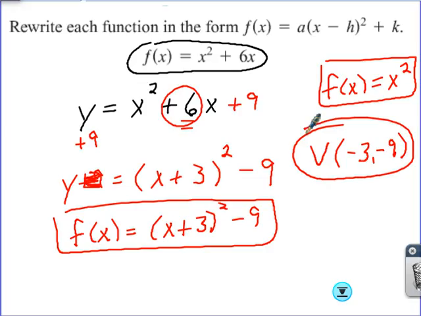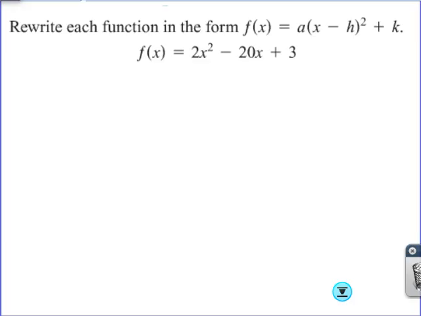So to graph this, honestly, you could go to -3, -9. Pretend like you're at 0, 0, and just graph this. Go 0, 0. Go right 1 up 1, left 1 up 1. Go right 2 up 4, left 2 up 4. So that's an easy way of graphing this. Instead of having to plug in points, you could do that.